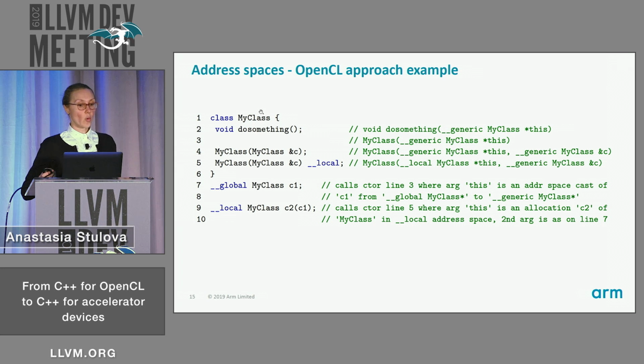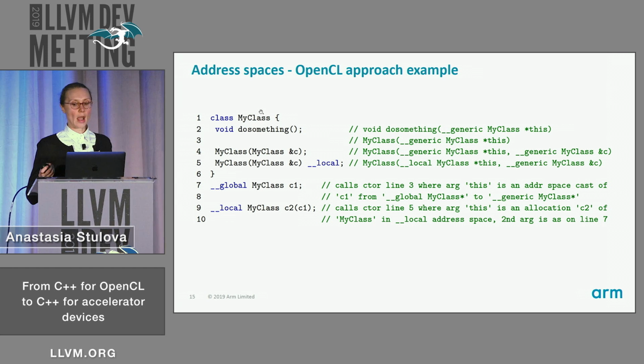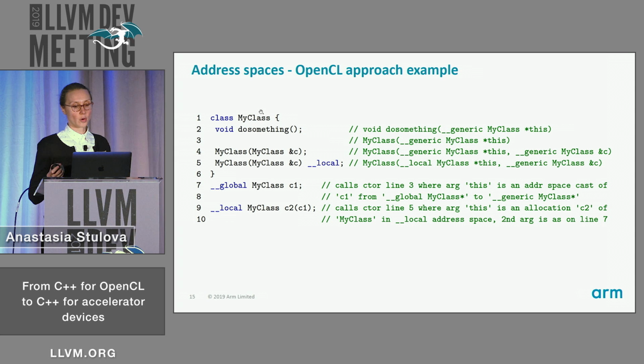On line 4, we have a copy constructor, and because we don't specify an address space, it will be using generic address space both for the object parameter and for the parameter we are copying from. On line 5, we have a copy constructor, and we have added the address space method qualifier local. What it actually allows us to do is alter the pointer type of an object parameter and say it is a local address space my class pointer. For the second parameter, it will stay the same because we don't provide an address space for the class we are copying from.